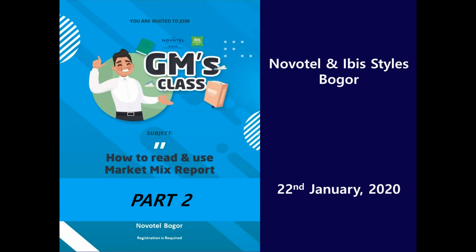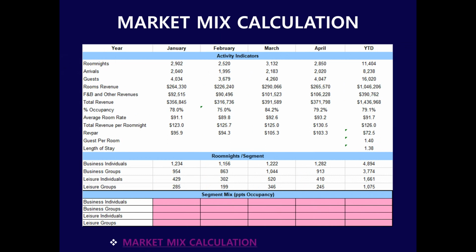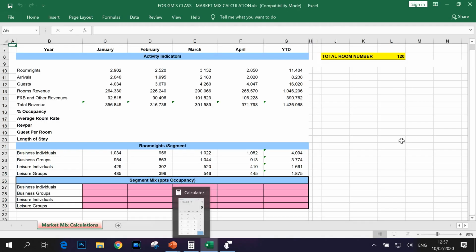The first one we are going to do together as an exercise is market mix calculation. This is a simple report we will encounter on a daily basis if you work at a hotel. I'm going to show you simple calculations on how to find out a segment mix. So let's go into the Excel sheet so that we can carry out the actual calculation together.